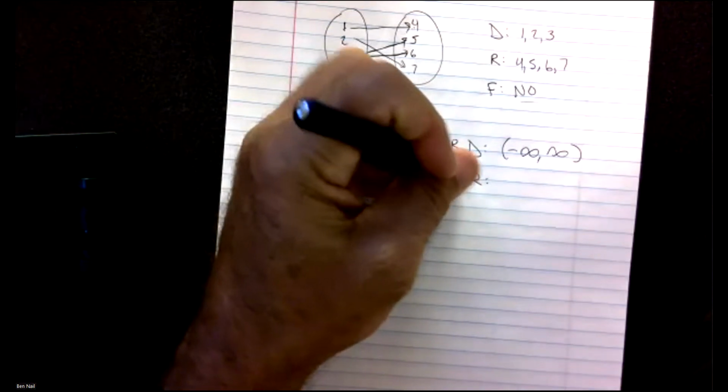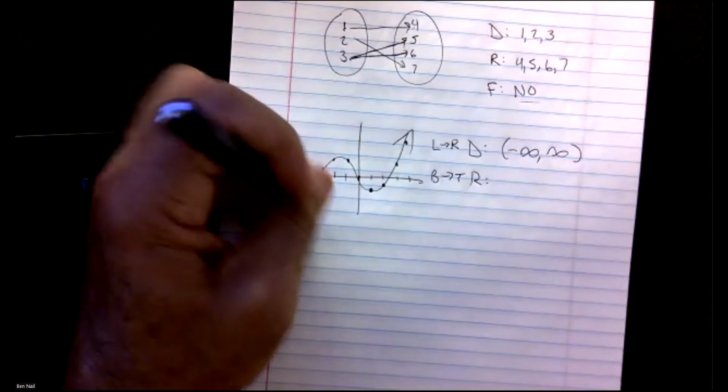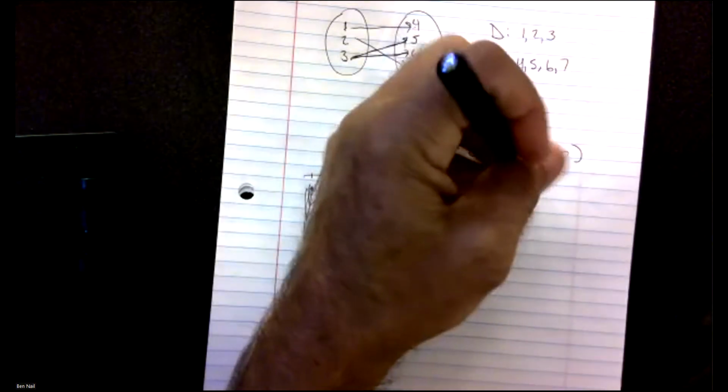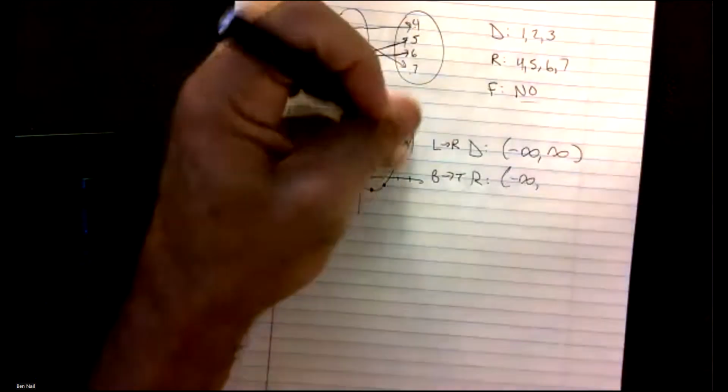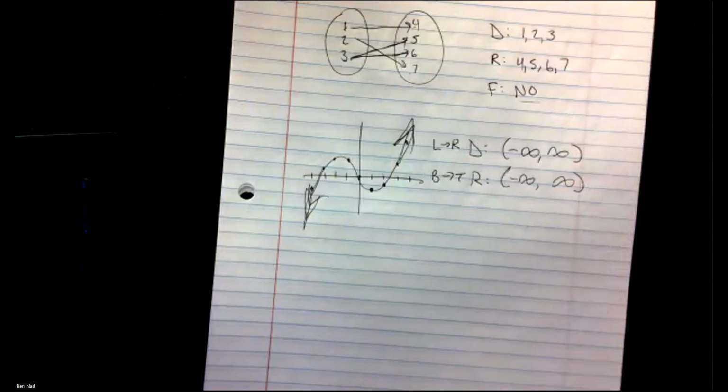Range, that is your y's, that is your up and down. We read that from bottom to top. So again, how far down does this graph go? The arrows show that it goes forever down. This arrow shows we go forever up. We hit everything in between. So my range is all real numbers.